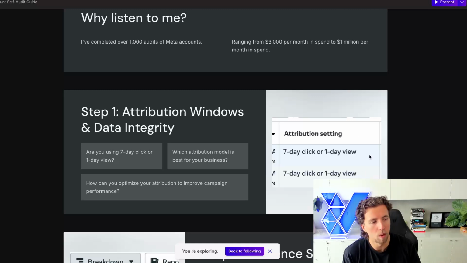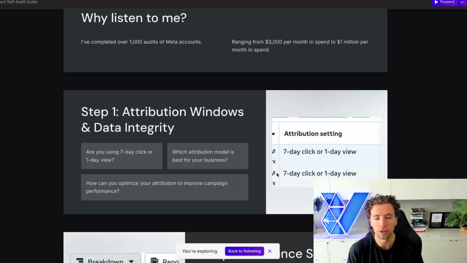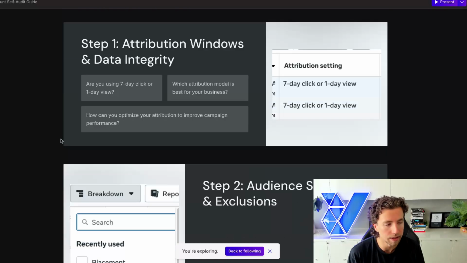So this is step number 1. Check what attribution setting you are using. Make sure you're using 7-day click.